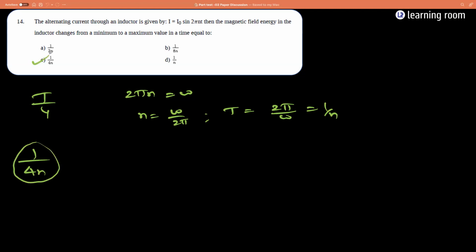How many of you did this? Did you understand what I told? It is basically like simple harmonic motion only. The energy will go from least to maximum between 0 to T by 4.